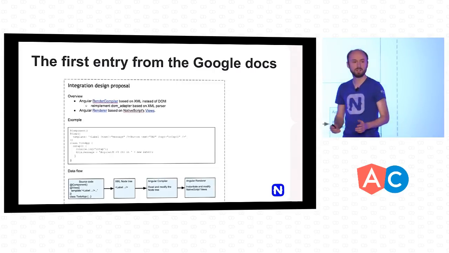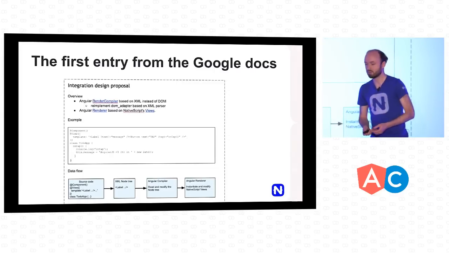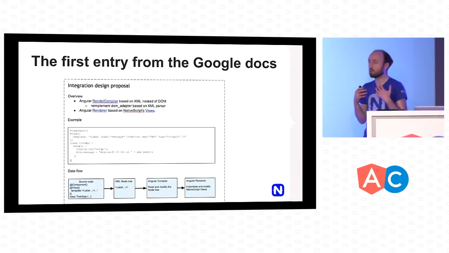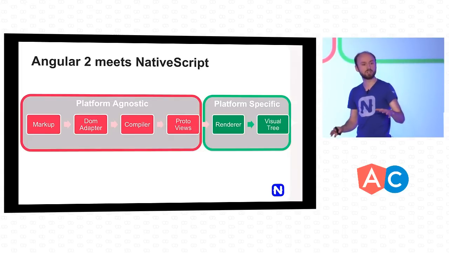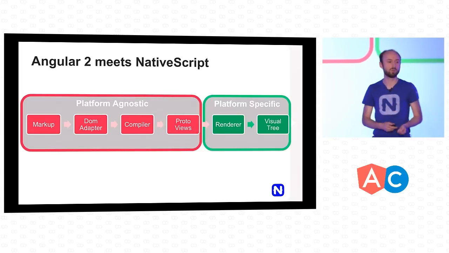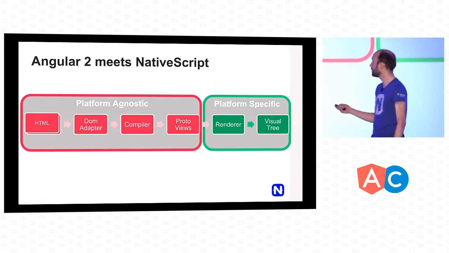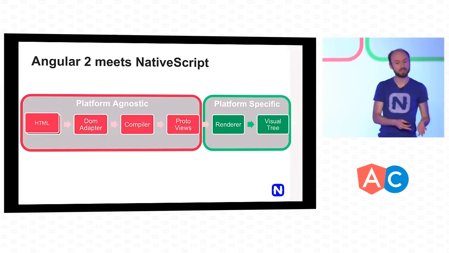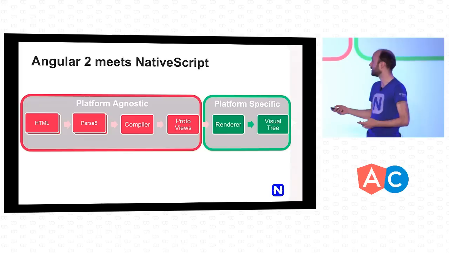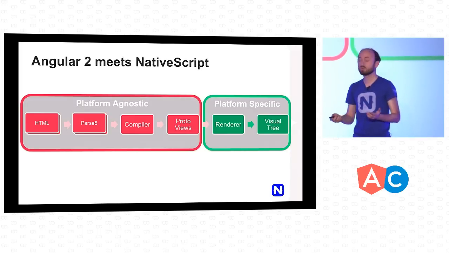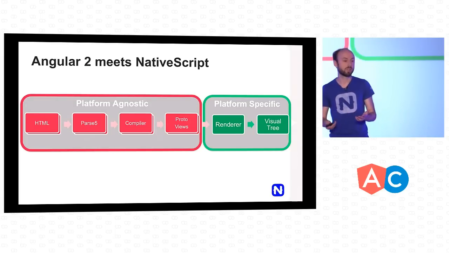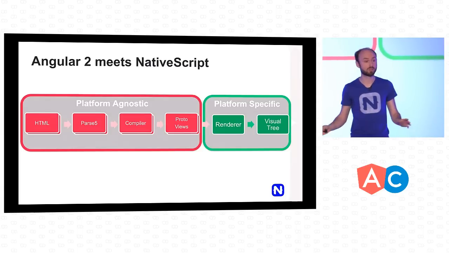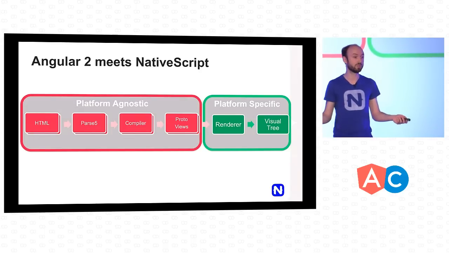From the very first meeting, the idea was to take advantage of Angular's architecture, which is completely platform agnostic, and build something really cool. You probably already learned how Angular 2 works internally, but the whole idea is that you write your code starting with the markup, and in NativeScript we decided to use HTML. Then a DOM adapter takes it and parses it into a node tree, and we're using parse5. That node tree then gets compiled into a set of proto-views, which you can think of as a bunch of templates. Until now, all of this is completely platform agnostic, which means that the next thing after that might be a website, a native mobile application, a Hoover, anything.